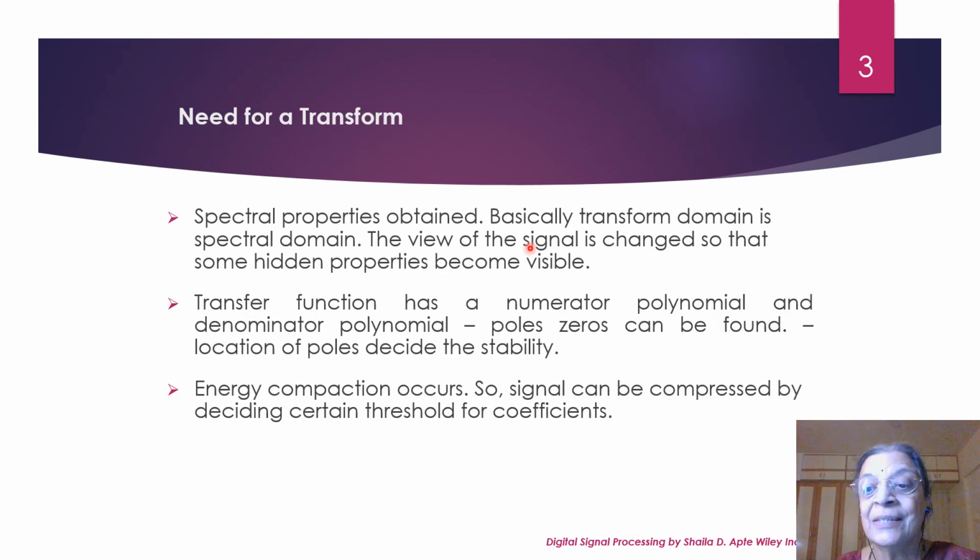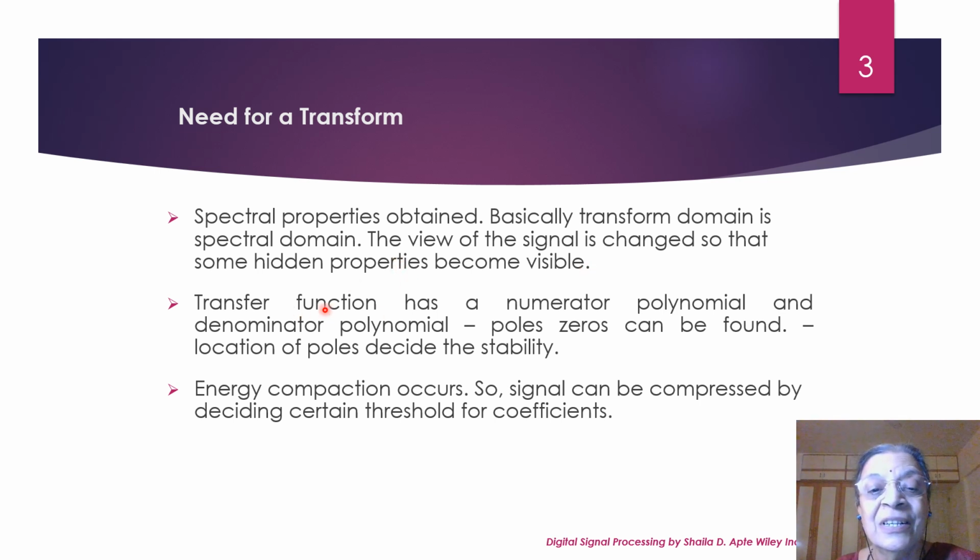So firstly let us see why we require a transform. We have the time domain signal and we are taking the transform. Why do we take the transform? The first thing is the spectral properties we can obtain. The transform domain is usually a spectral domain or the frequency domain. What we are actually doing when we take the transform is changing the view of the signal, and some properties may be hidden in the time domain. These properties may become visible. That is the first advantage of using a transform.